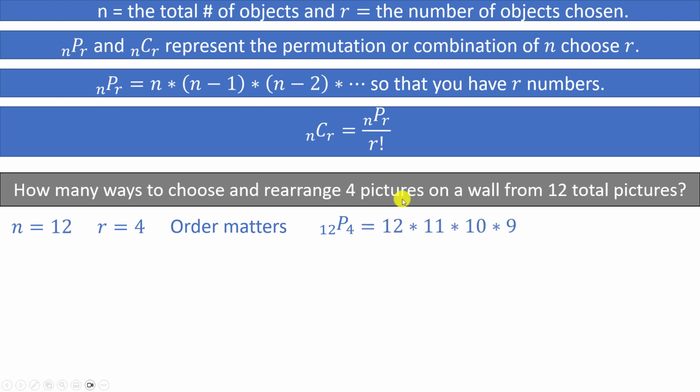And the way to calculate a permutation is to do the factorial idea, starting with the number on the left, and only so that you have 4 different numbers, right? So you're going to have 12 times 11 times 10 times 9. So this is 4 different values, which if you multiply that out is 11,880.